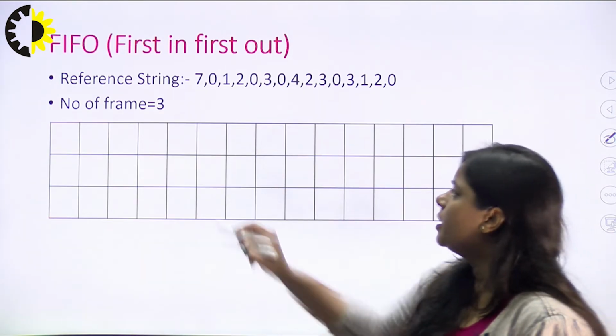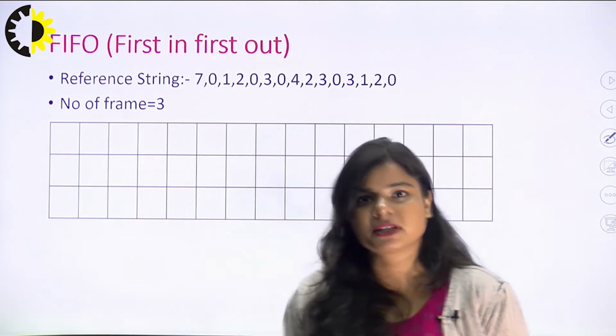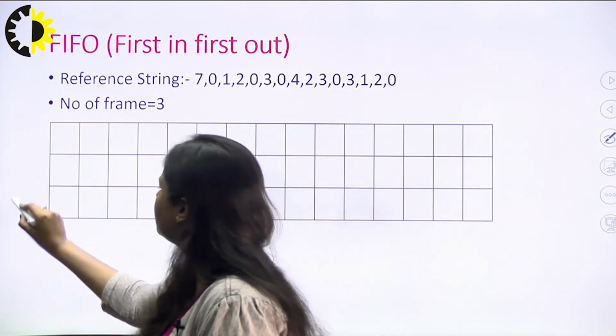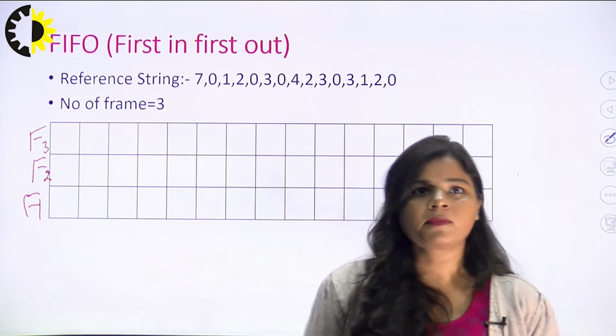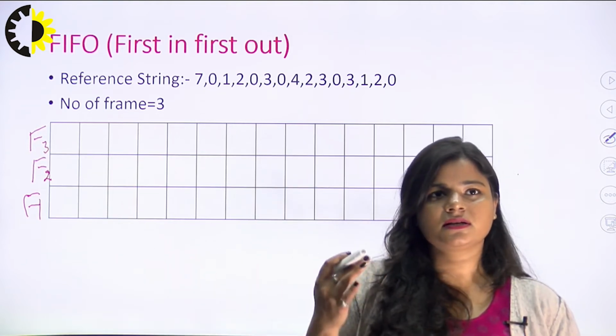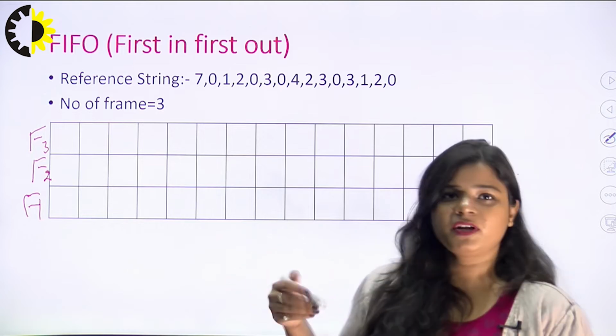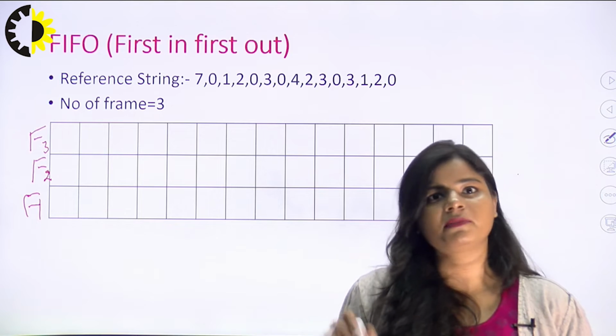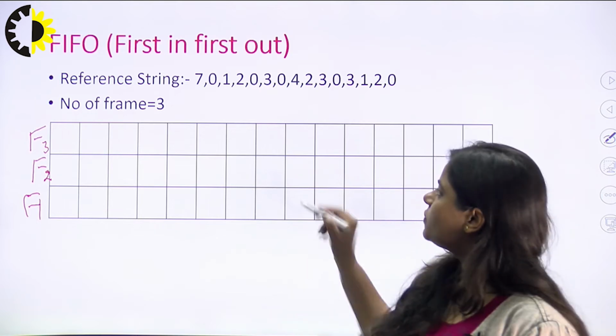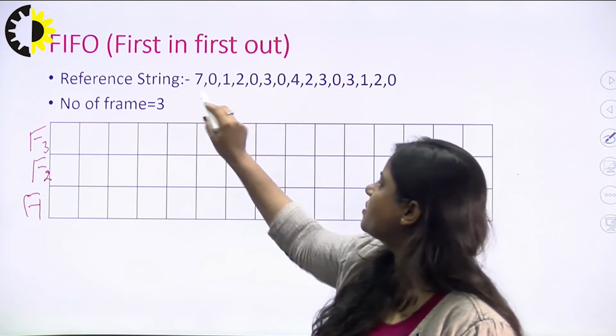So here we have the condition of number of frames 3, frame 1 and frame 3. We are having 3 frames. Okay, we will put all these strings in a frame one by one, and we will use the FIFO technique to replace these pages from the main memory. Let's continue. So first we are having a page 7.